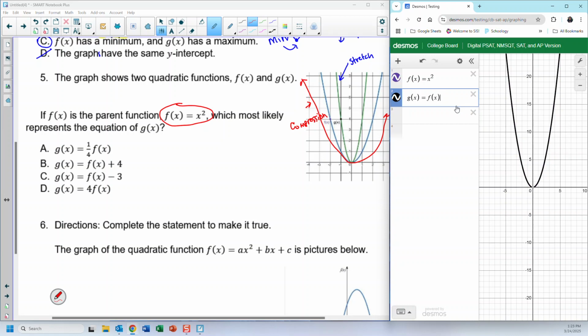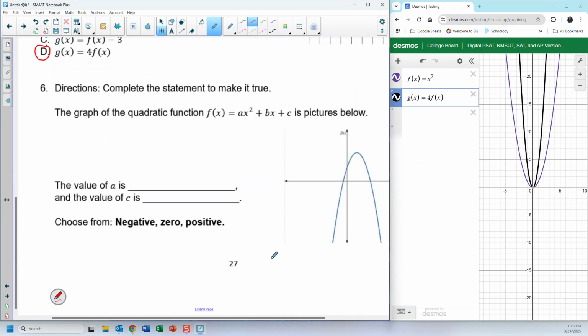f of x plus 4. This plus 4, look, it just moves the parent function up, which means the minus 3 would probably move it down, which is not what I want. So it has to be answer choice D, but let me show you why. See how it's stretched? The g of x is inside and it's stretched up. Vertical stretch. Anyway, it is D.